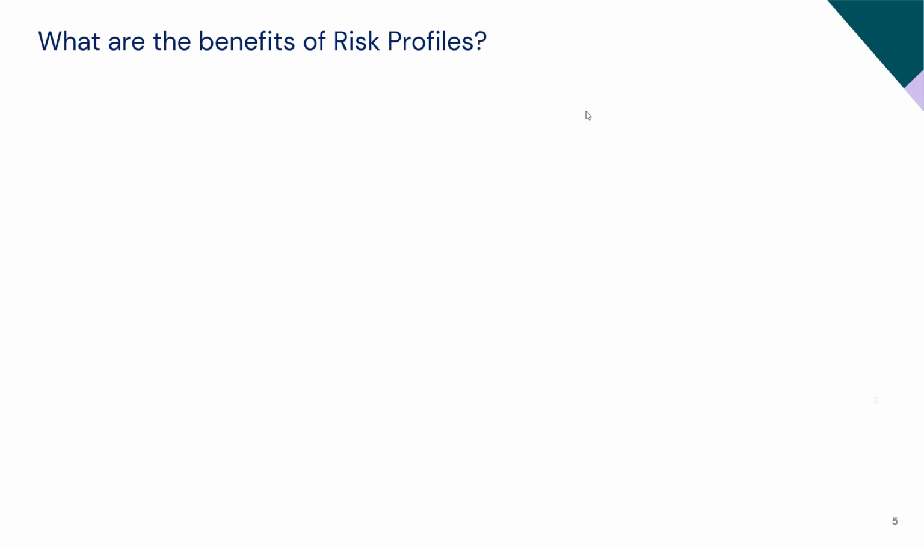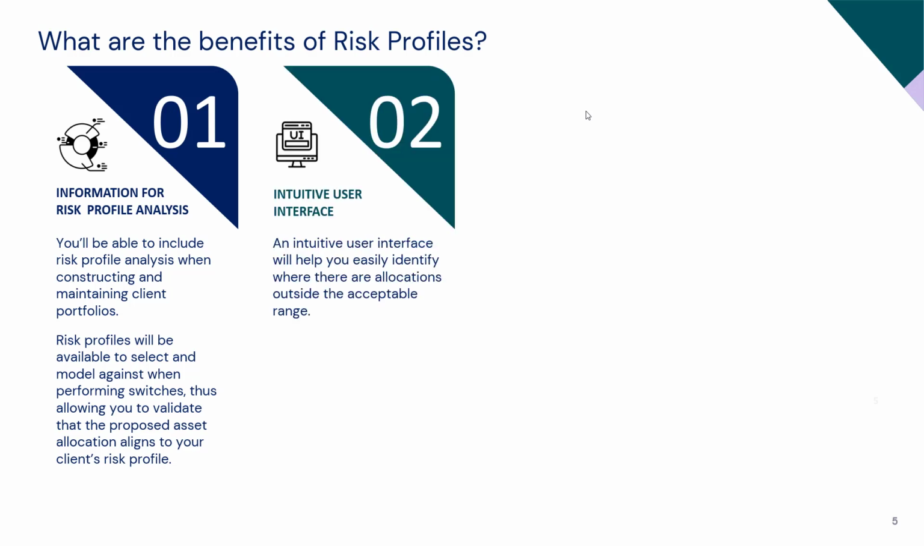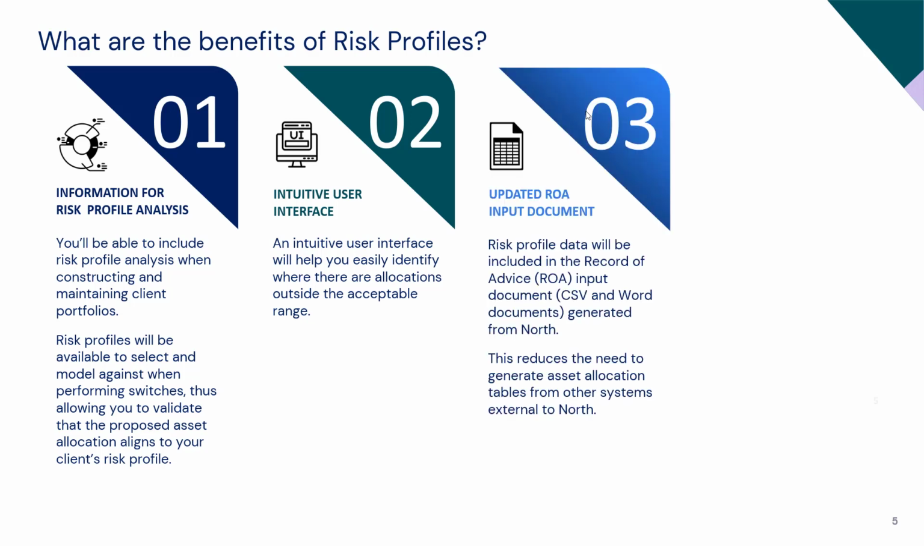You will now be able to include a risk profile with constructing and maintaining a client portfolio. When you select a risk profile, you can model against it when performing switches, which allows you to validate that proposed asset allocation aligns to their risk profile. We have made it intuitive to make it easy to identify where the allocations are outside the acceptable range. The risk profile asset allocation data is then included in the Record of Advice input in both the CSV and Word templates, which saves you time and makes it easier to provide advice.